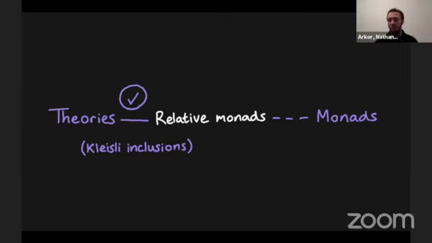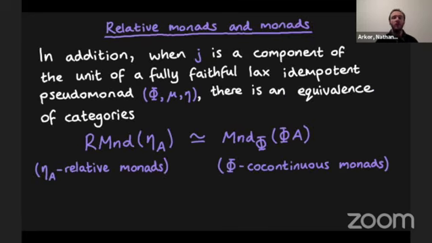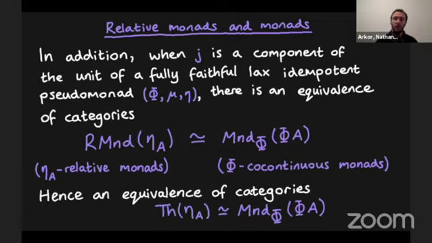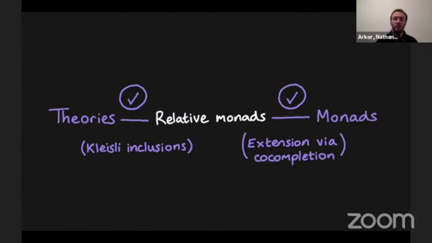So now between relative monads and monads. This works very similarly to the classical setting. So when J is a component of the unit, E to A, of a fully faithful lax-idempotent pseudomonad, then we have an equivalence of categories between the monads relative to the unit at A and the phi co-continuous monads on phi of A. And by composing with the equivalence from a couple of slides ago, we have that the theories relative to E to A are the same as phi co-continuous monads on phi of A. And so this completes the monad theory correspondence in the two-category.